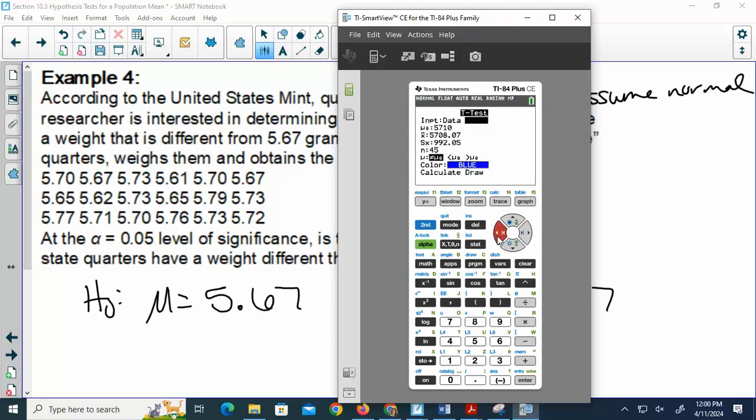But this time I'm going to base it off my data. So we still have to say the mean of the null, 5.67. The list, you have to tell it where the data is. So L1, make sure those frequencies are set as 1. We are testing not equal.